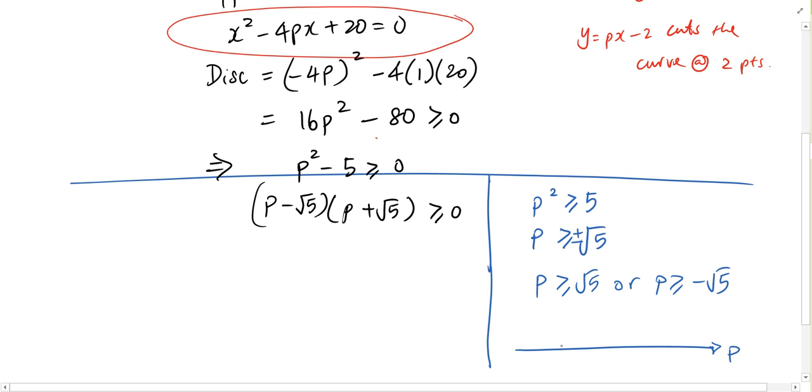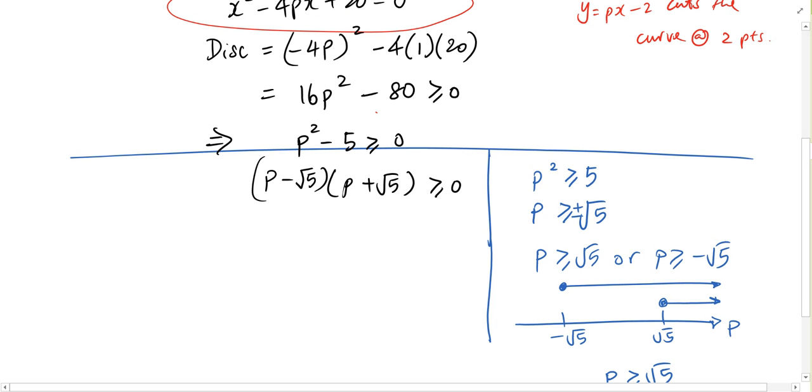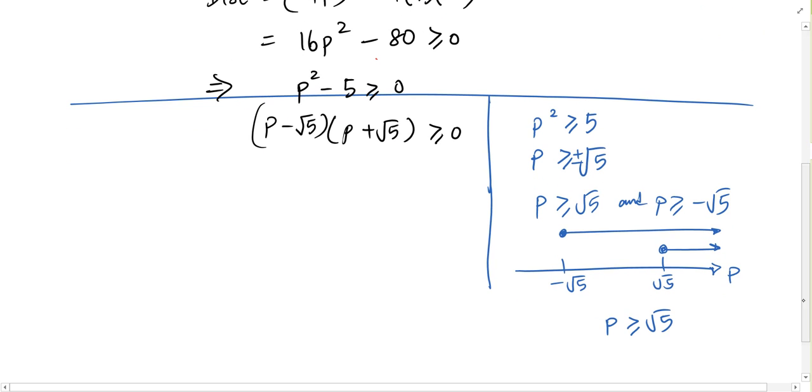This is p, negative root 5 and root 5. Oh, it's supposed to be here and here. So what is our solution? p greater than or equal to root 5, right? Okay. Negative root 5. Sorry, this one should be an 'and'. So should it be negative root 5? It's an 'and'. So I'm looking for a region of intersection. Hang on, I'm not done yet. Those who are copying, very good, but you need to make adjustments.